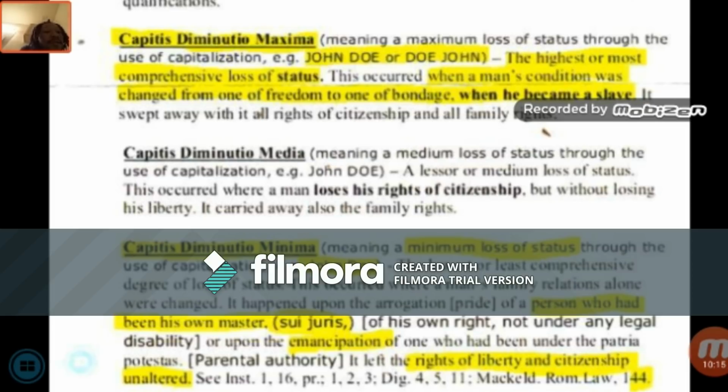It left the rights of liberty and citizenship unaltered. This is Capitis deminutio minima. So your rights of liberty and citizenship are unaltered when your name is in the standard grammar. This is a person that is sui juris, or emancipated from parental authority.